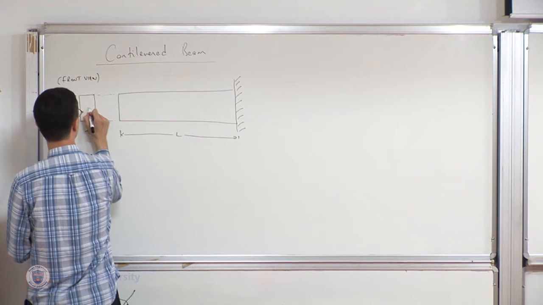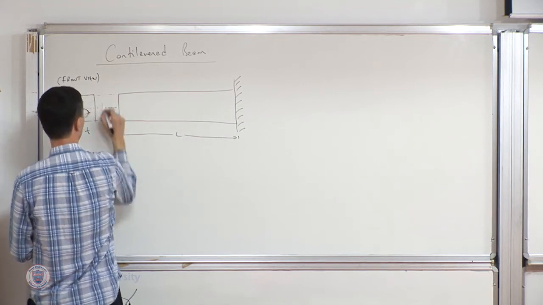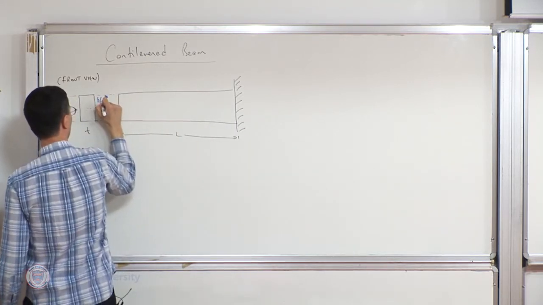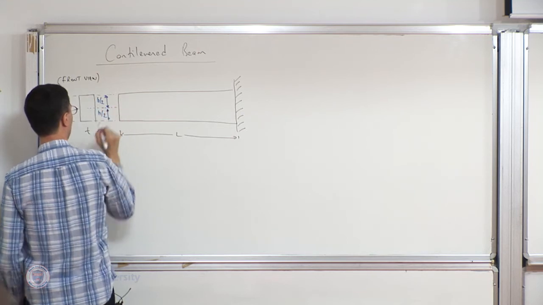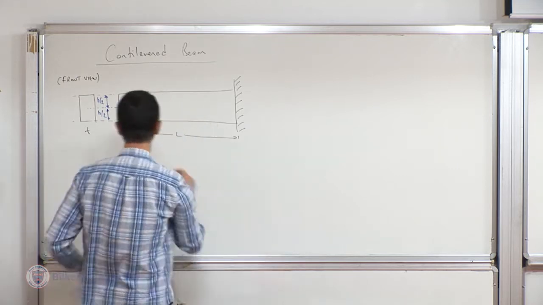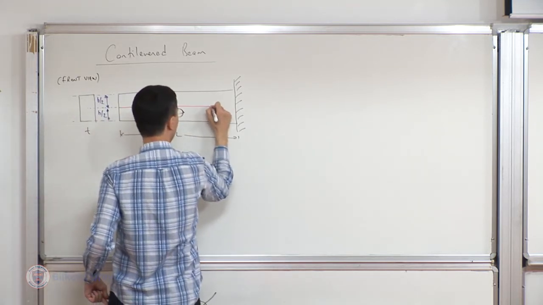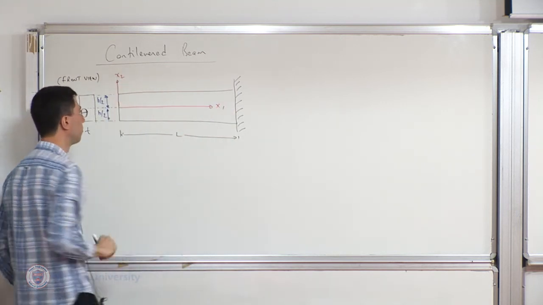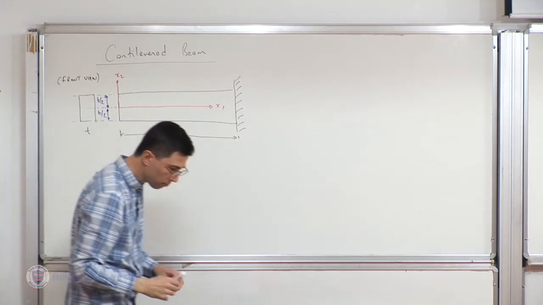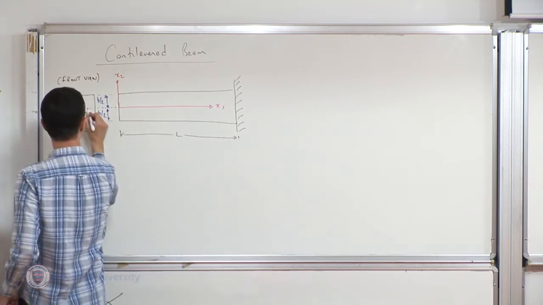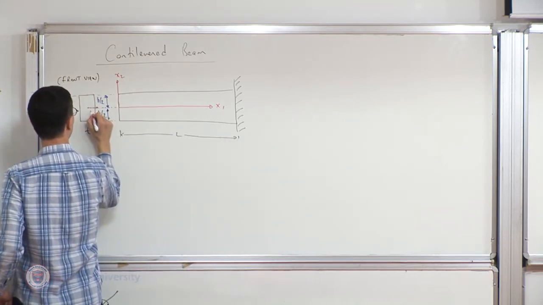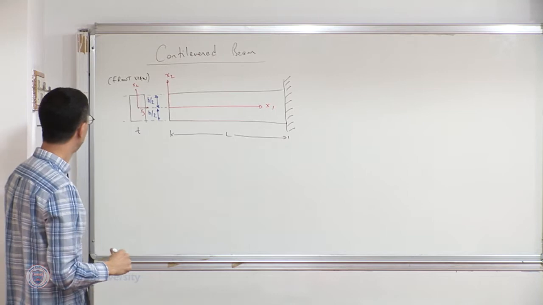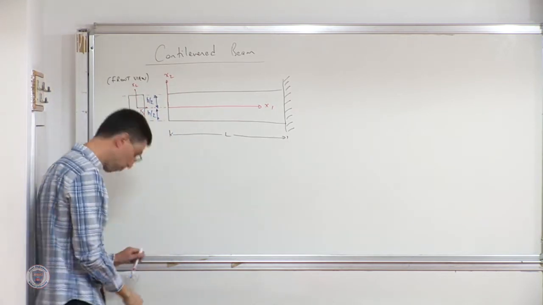And the height is h. And I'm going to take this coordinate to be x1. That one is x2. Okay, x2 equals 0 is the middle of the beam. All right, and perhaps I should also draw. This would be x3, and that would be, again, x2. Okay, so x3 is the out of plane direction.